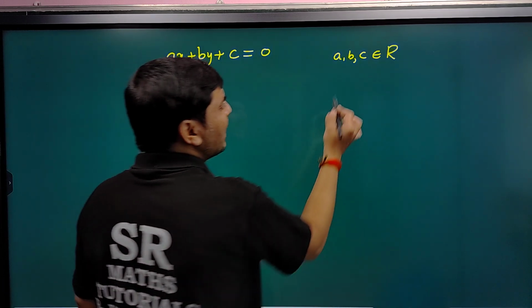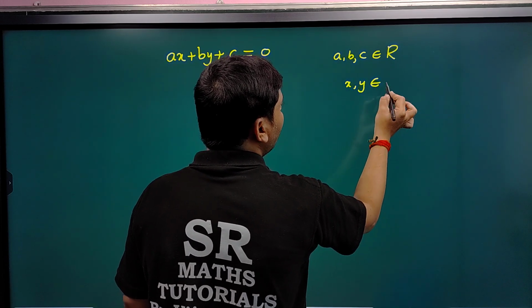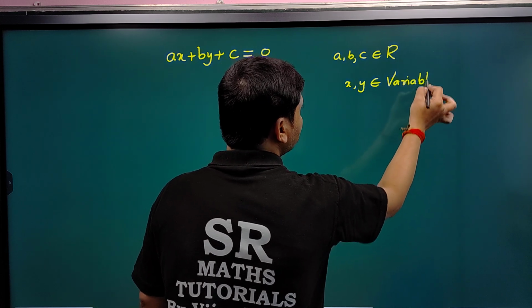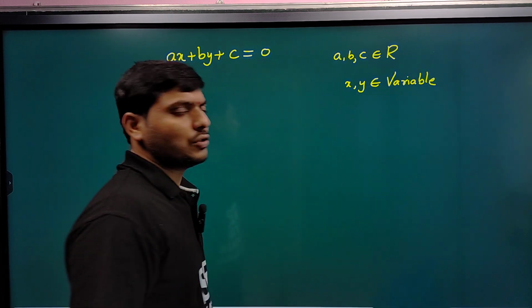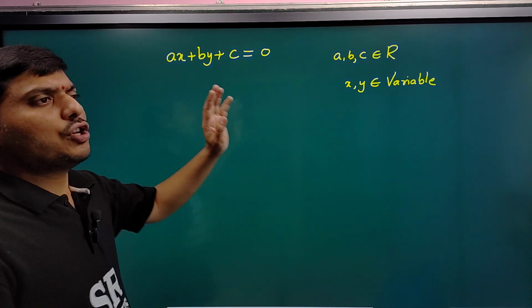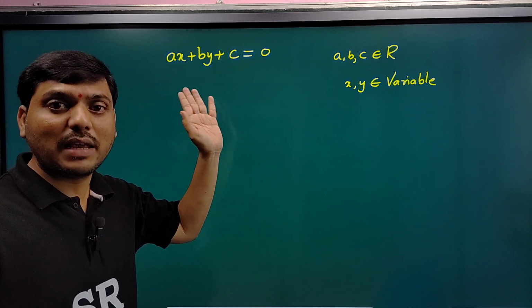Next, what are x, y? x, y are variables. They are called variables, unknown numbers. Okay. Now, the general equation of two variables in this concept is ax + by + c = 0.